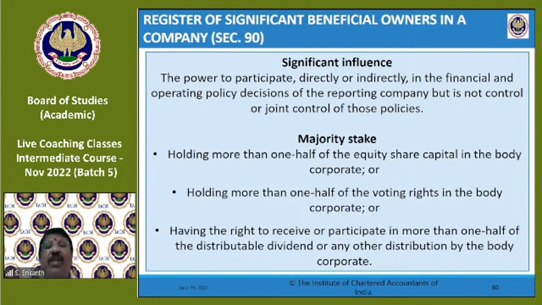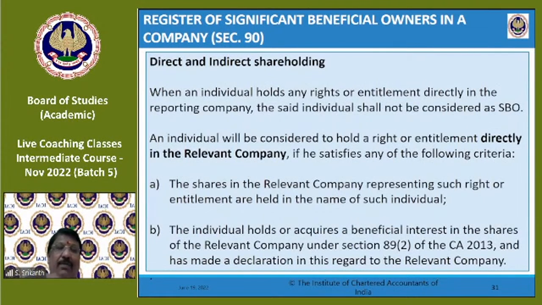Majority stake means holding more than 1/2 of the equity share capital, or 1/2 of the voting rights, or having the right to receive more than 1/2 of the distributable dividend. Okay, that is called majority stake. Direct and indirect: when an individual holds any rights or entitlement directly, then that is called direct. Even if the shares in the relevant company are in the name of such individual, or he acquires beneficial interest and is disclosing it under section 89, that will become direct. Okay. Right.